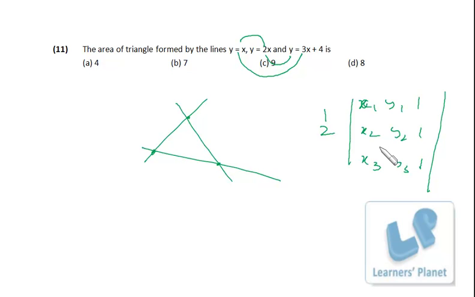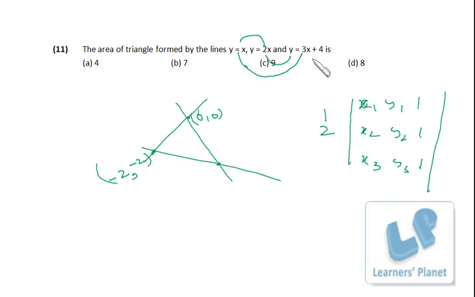There are various other methods of calculating area, but in this case it seems to be simple, so just do it quickly. y is equal to x and y is equal to 2x. The intersection point will be 0, 0 obviously. So one point is 0, 0. Then y is equal to x and y is equal to 3x plus 4. We take these two. So put y is equal to x. So 3x plus 4 is equal to x. That means 2x is equal to minus 4. That means x is equal to minus 2. And y is also minus 2 because x is equal to y. So one point is this.